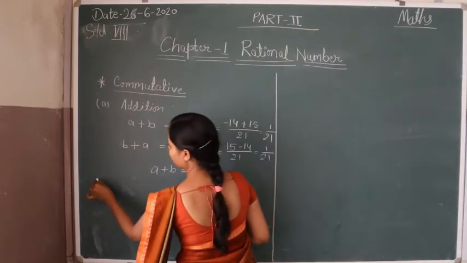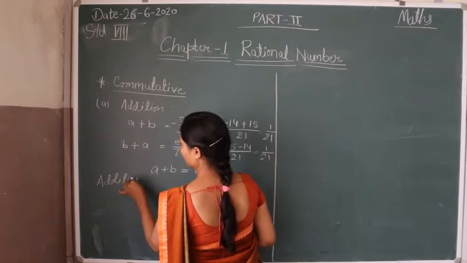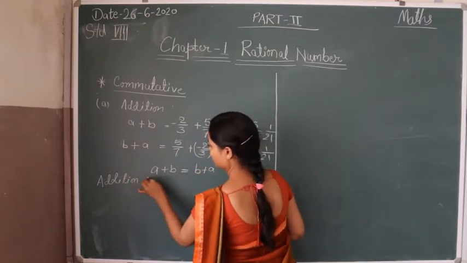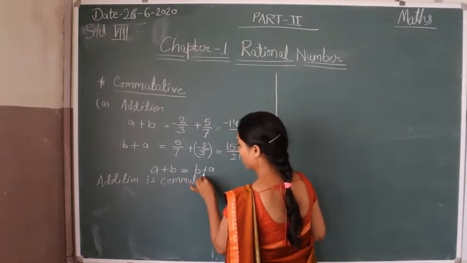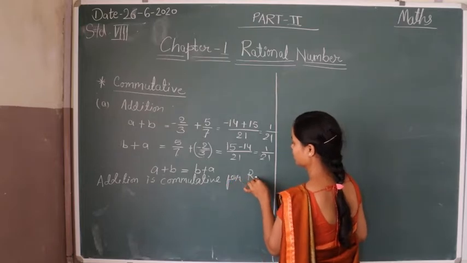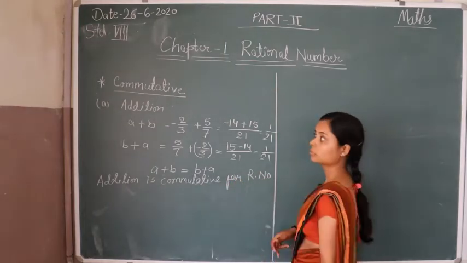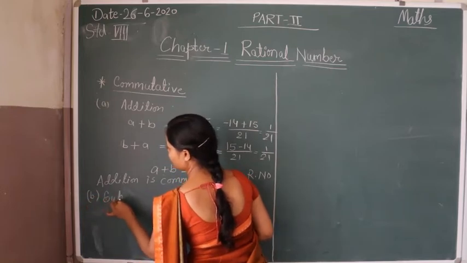We can say that addition is commutative for rational numbers. Then we go to subtraction.